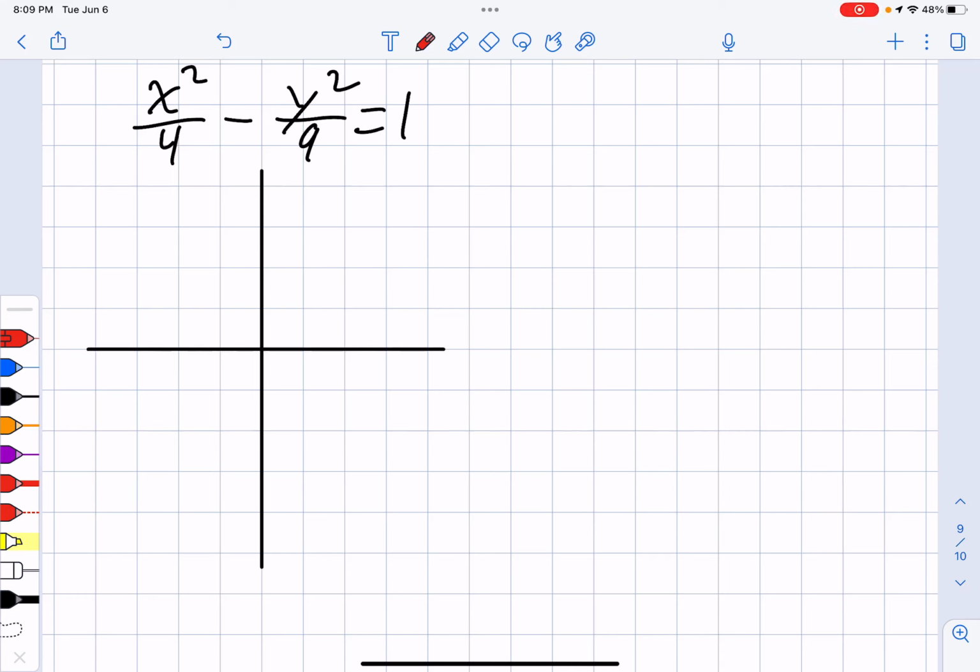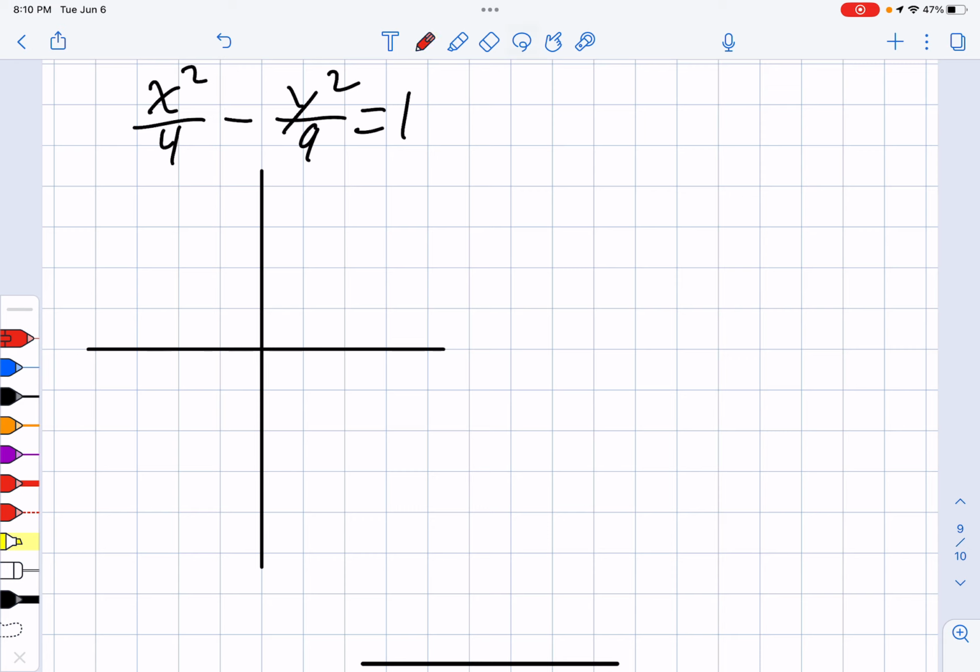All right, so let's start by sketching the graph. First of all, I see that the y part is negative, so I know that this hyperbola is going to open left-right because the x part is positive and the y is negative. The positive sort of determines the direction, so the x being positive means it's horizontally opening, so left and right.